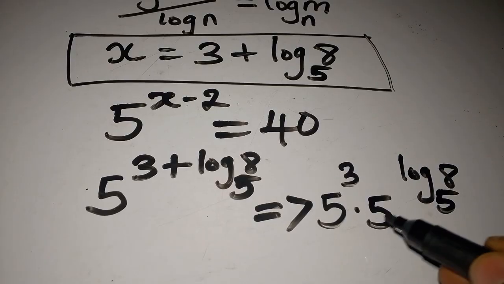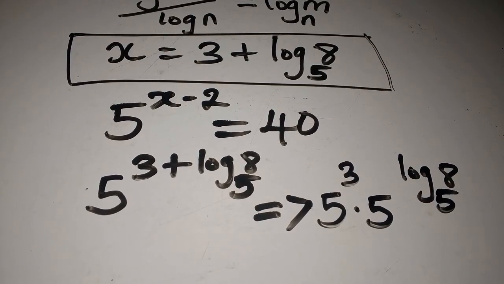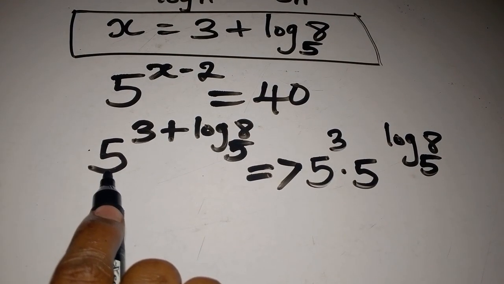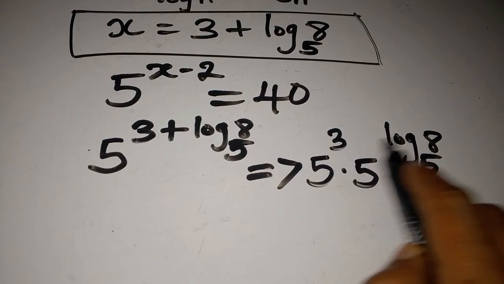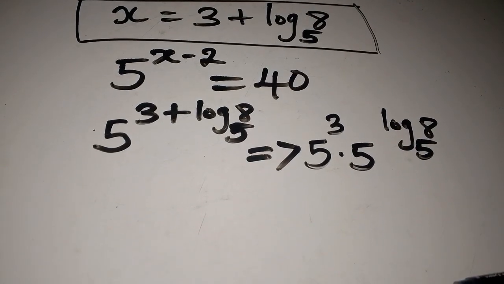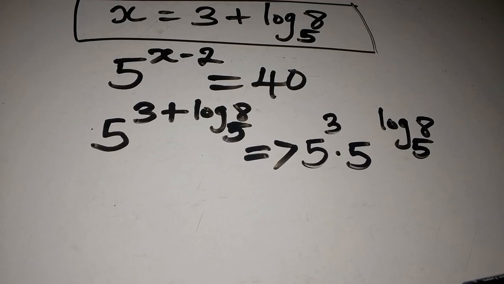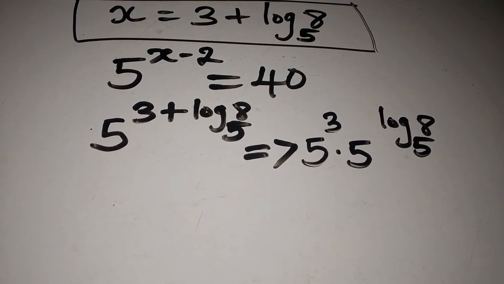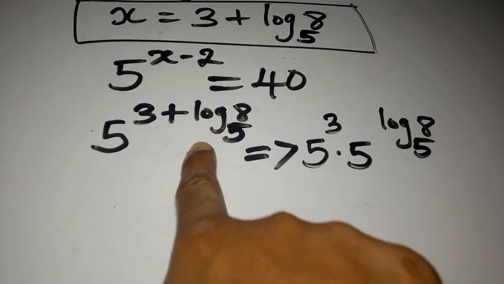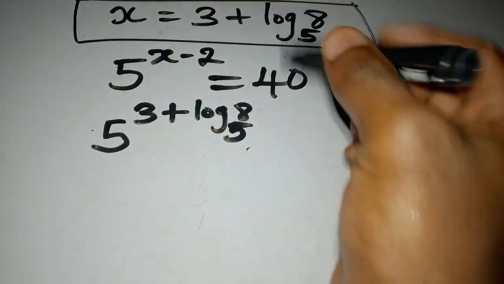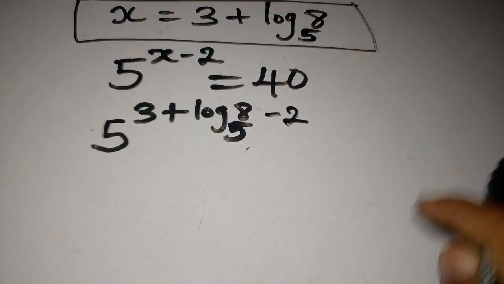5 to the power of 3 times 5 to the power of log 8 to base 5. Because if you pick one of the bases, you're going to have 5. And these two are the powers, you're going to add them. Now, let's take a step further. By the way, there's something I didn't do. Oh, thank God I remember that. So permit me to remove this very quickly, because we are still going to introduce minus 2 to the power here. So the whole of this is the x, and this minus 2 should come here.